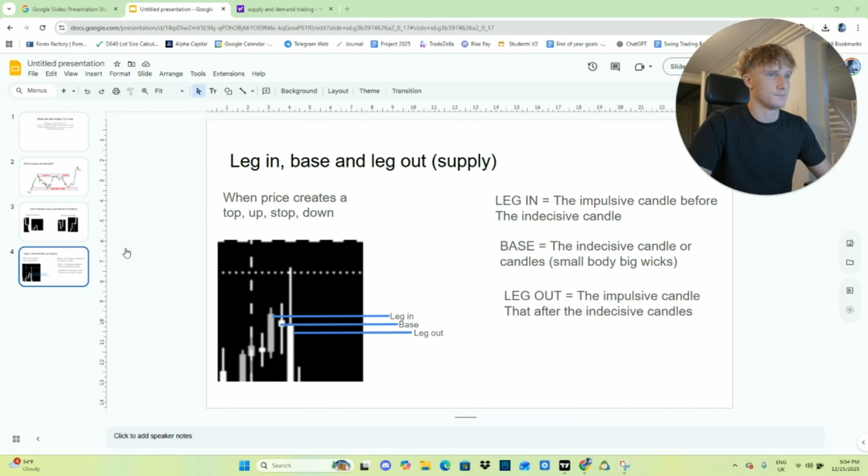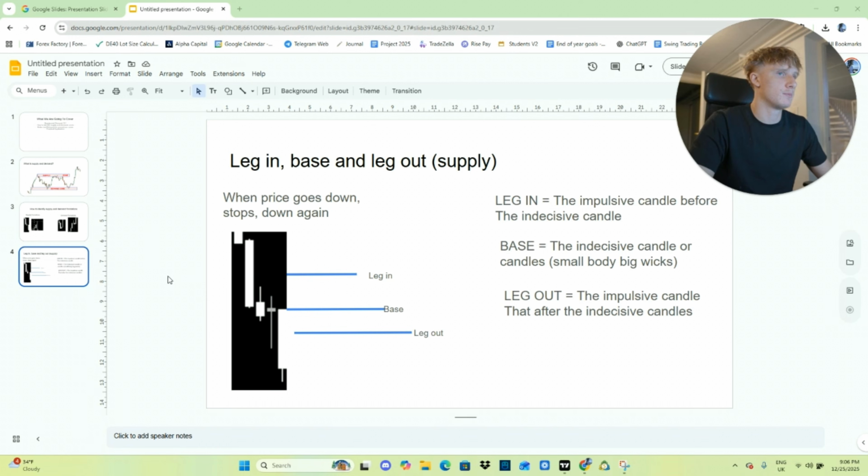the other formations. Now we have the other supply formation, which is a little bit more rare to come across, but it still definitely does happen, and that is when price moves down. So what have we got here? We've got an impulsive leg in, right? So it's going to move down, then it creates a base, and in this case we can see that the base is actually created by 2 indecisive candles, right? And then we can see an impulsive leg out. So what does price do? It goes down, it stops, and it goes down again.